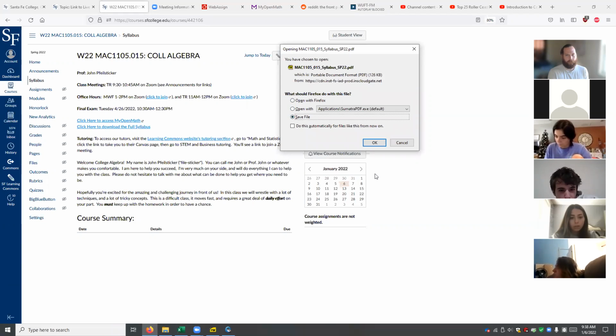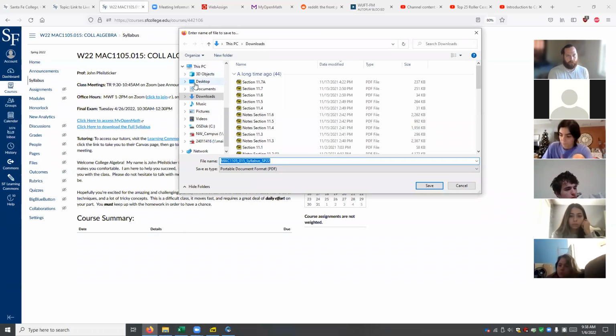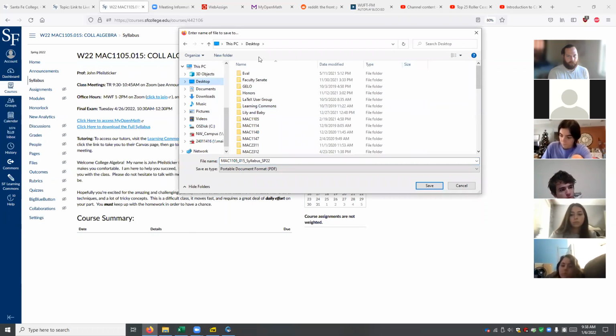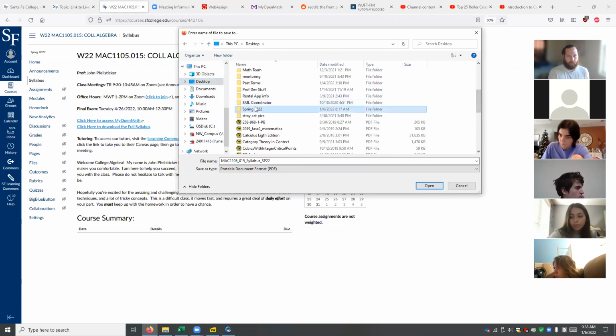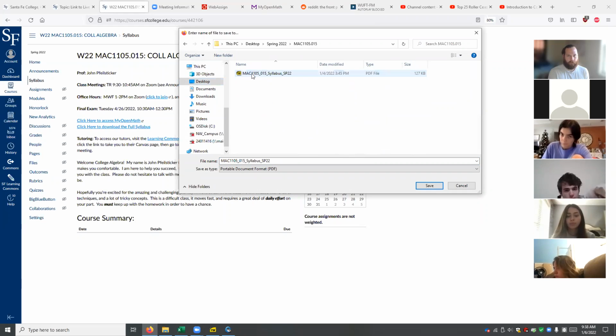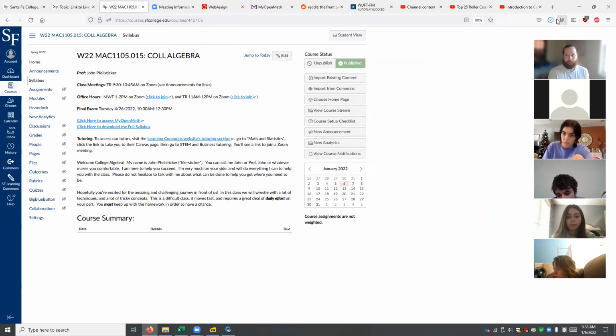You'll be prompted to open or save. Go to save. Hit OK. This is in Firefox. Chrome, it will look a little different. Safari, a little different, but you guys know how this stuff works. I have a folder for your class that I put under Spring 2022, MAC1105.015. Here's my copy. I'll save another copy just for fun. All right. So everybody has a copy of the syllabus saved and the final exam date and time in their calendar.